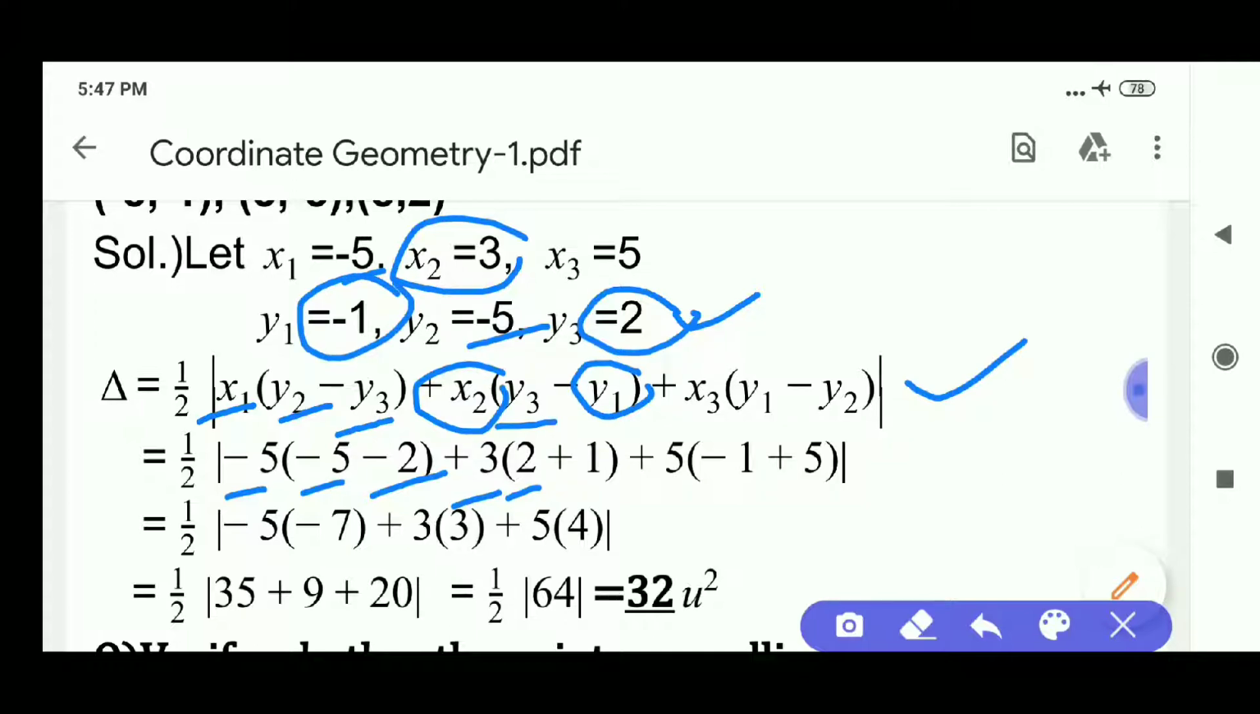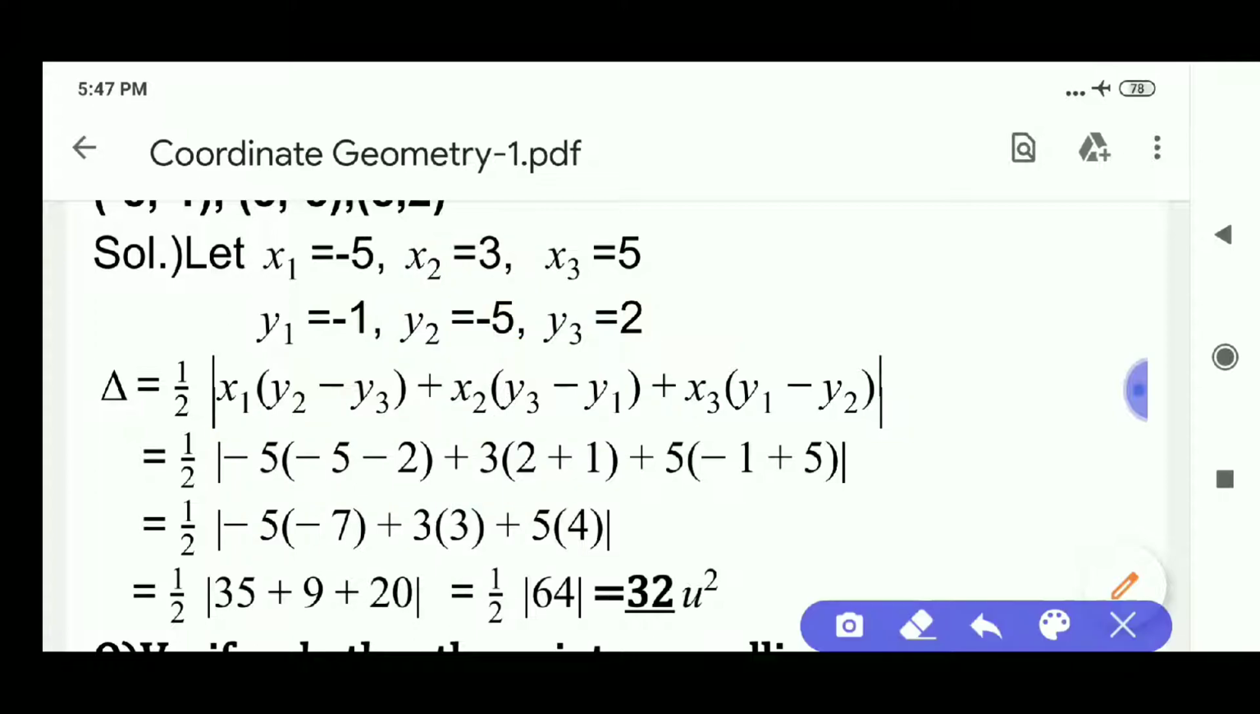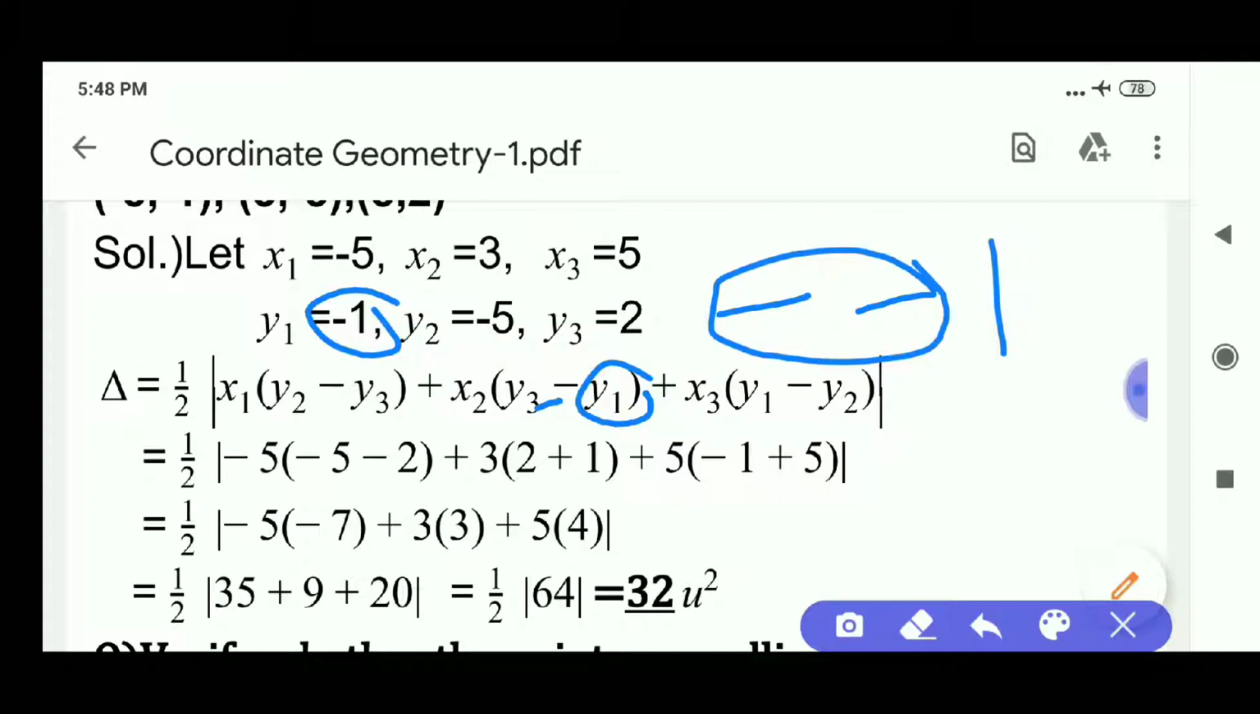minus 1. Here you are writing minus after y1, and this is minus 1. So double minus becomes plus. So it is plus 1. And what is x3 here? 5. So we write 5. What is y1 here? Minus 1. So we write minus 1. What is y2 here? Observe carefully. y2 is minus 5. So minus minus 5 is plus 5.